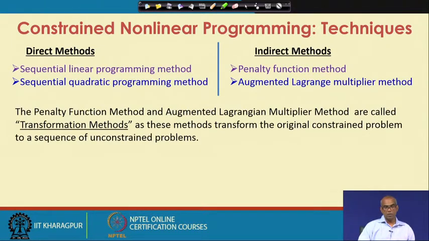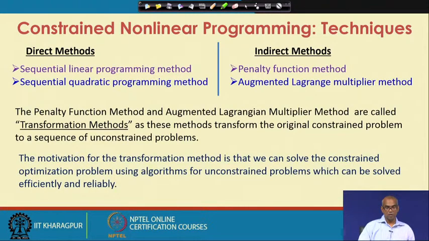So, this is what we just talked about. The penalty function method and augmented Lagrangian multiplier method are called transformation methods, as these methods transform the original constrained problem to a sequence of unconstrained problems. The motivation is that we can solve the unconstrained optimization problem using algorithms for unconstrained problems, which can be solved efficiently and reliably.